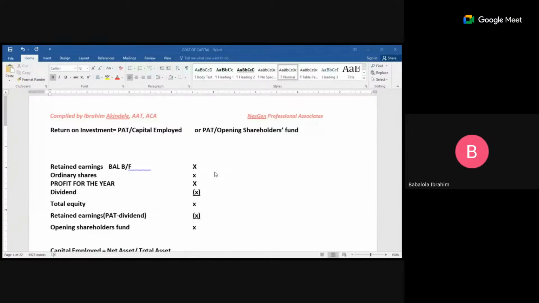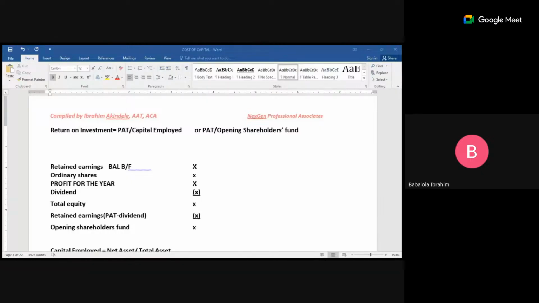From this solution now, to get the opening shareholders' fund, there are some things you have to do first before you can get to that. There's something called balance brought forward, from last year. Let me say we have 2023 and we are in 2024. I want to determine the opening shareholders' fund in 2024. The first thing to do is get your balance brought forward from 2023, which is your retained earning.